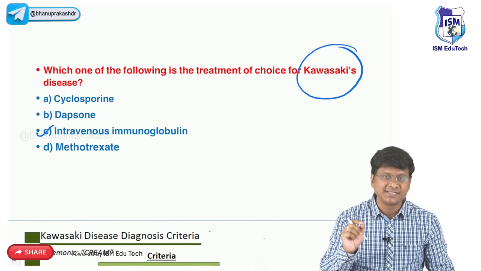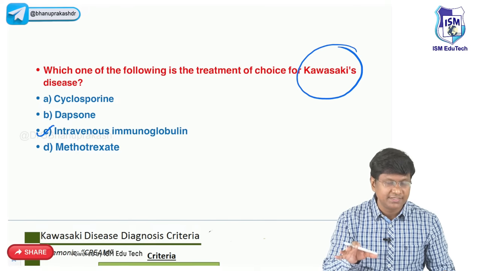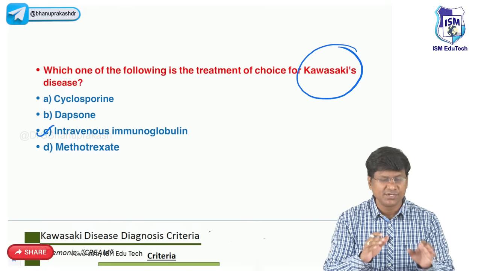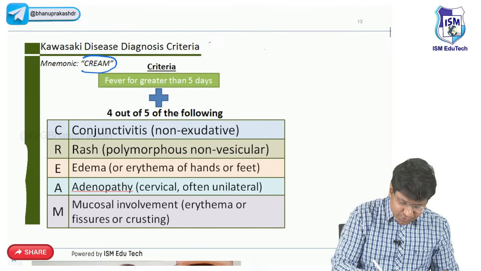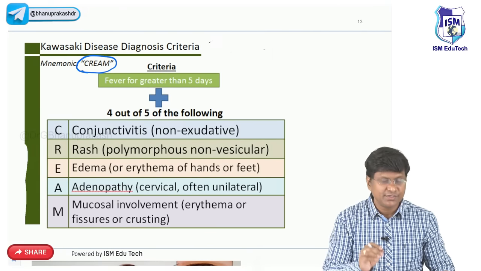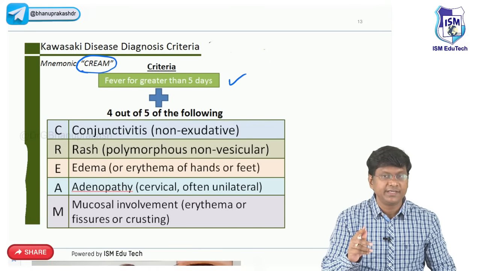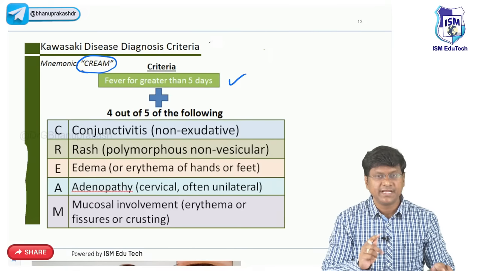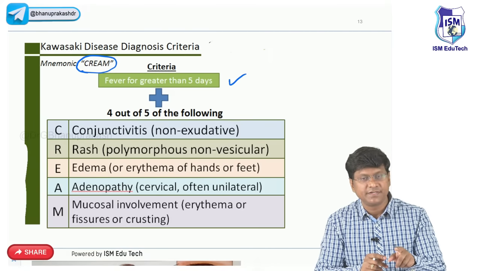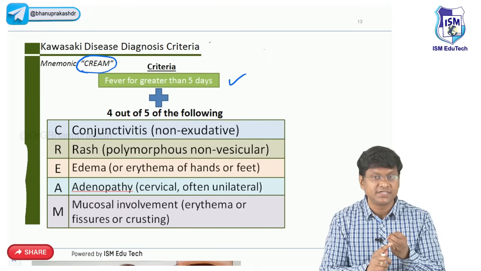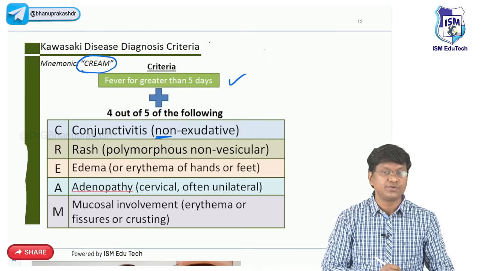Now, this Kawasaki disease is very commonly seen in children, right? So I'll just tell you the mnemonic for this Kawasaki disease. We are very much aware that children usually like cream biscuits and all, right? So just remember this particular mnemonic, that is CREAM. The very important point in case of Kawasaki is the fever. And this particular fever should be there for more than or equal to 5 days. Along with fever, just remember this CREAM. The letter C stands for conjunctivitis. And this is very, very important: non-exudative conjunctivitis.